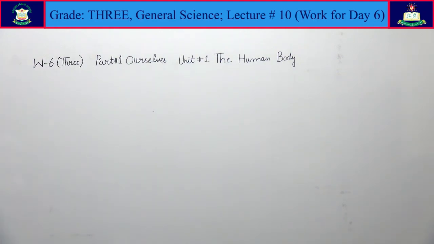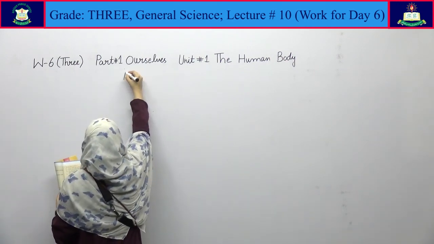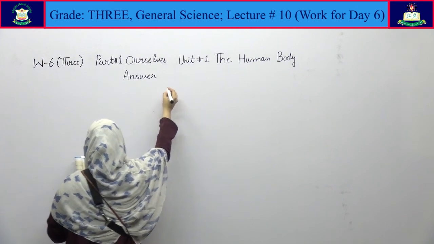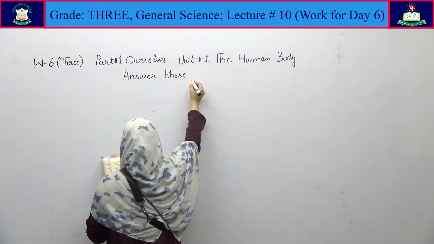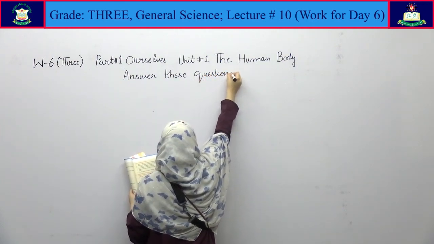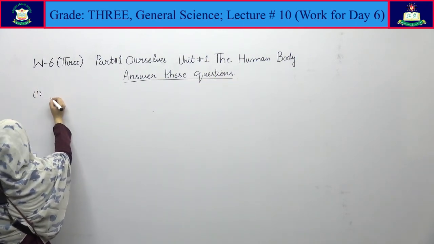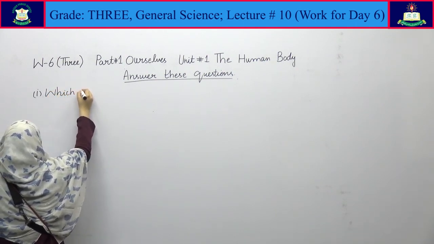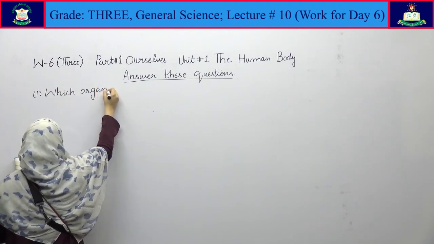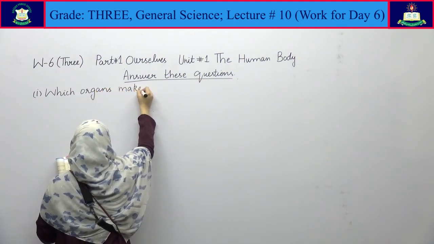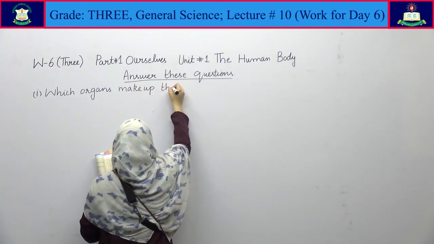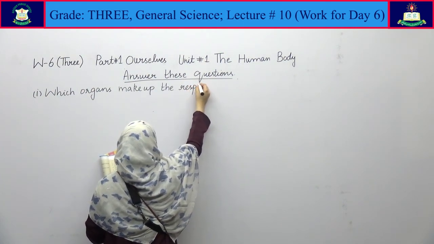Book page number 9. Answer these questions. First question is: which organs make up the respiratory system?